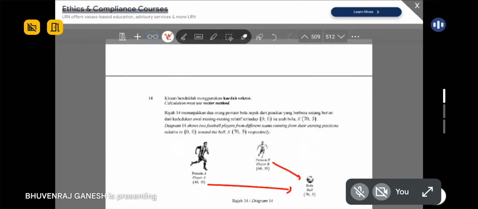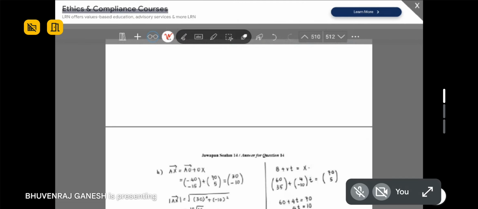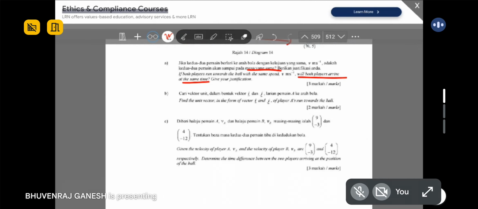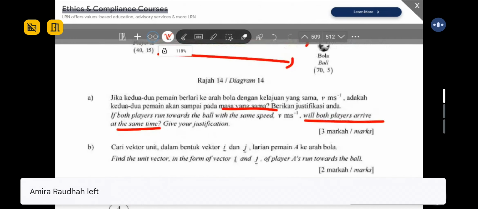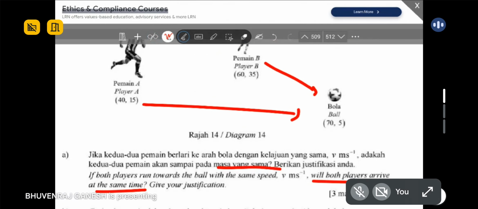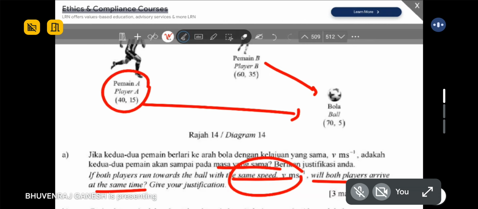Wait, how come there is working on top? Let me see. Oh, that one is for A. Okay, never mind. So for this one, guys, how do you see whether they're going to arrive at the same time? So you see the speed is the same, right? So you need to count the distance to check. Am I right? Kamu kena kira jarak.